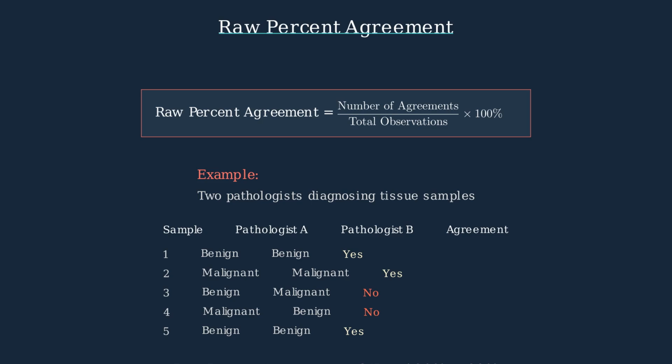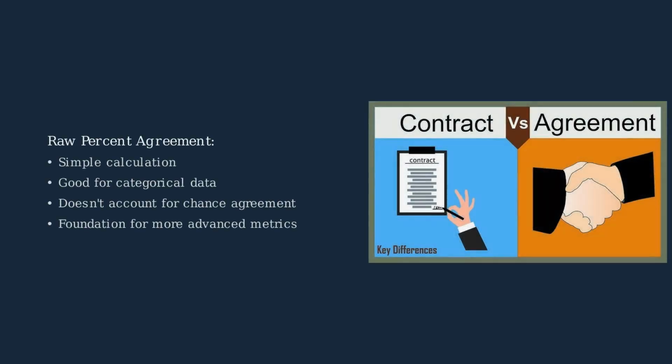While raw percent agreement is easy to calculate, it has an important limitation. It doesn't account for agreement that might occur by chance alone. Raw percent agreement provides a foundation for understanding more sophisticated agreement metrics, which we'll explore in the following sections.